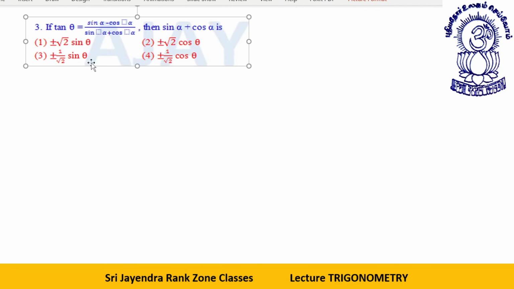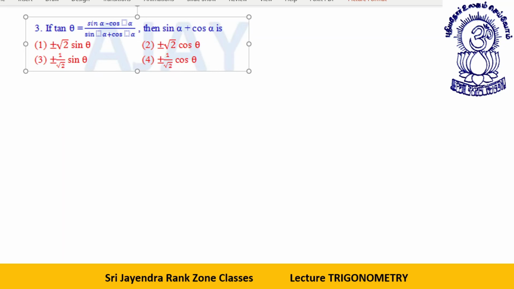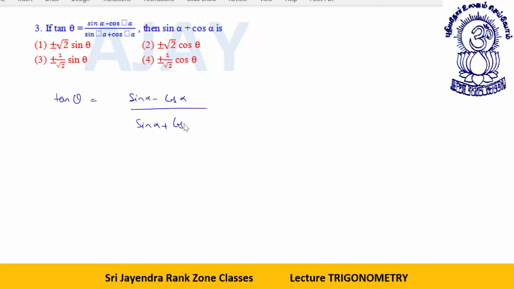Believe me, students, it's a very lengthy question. Wherever you'll find it, it's a very tough solution. But I'm going to give you a very beautiful and lovely solution for this. What we have is a very shortcut solution. Tan theta is equal to sine alpha minus cos alpha divided by sine alpha plus cos alpha. Then you have to determine sine alpha plus cos alpha.